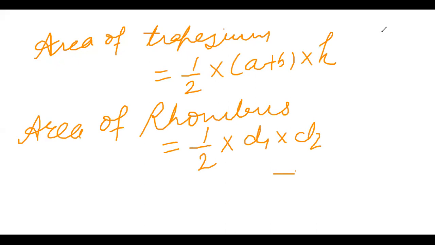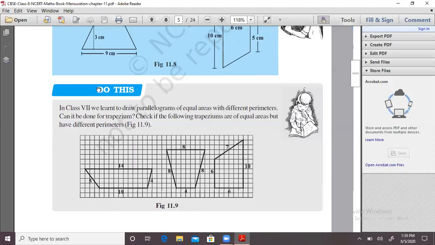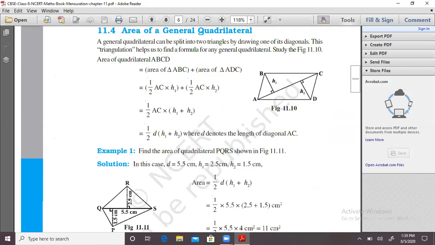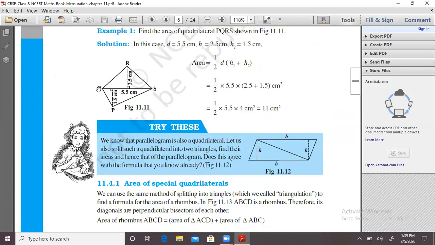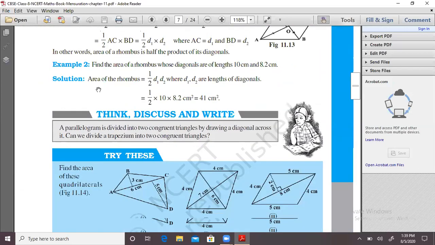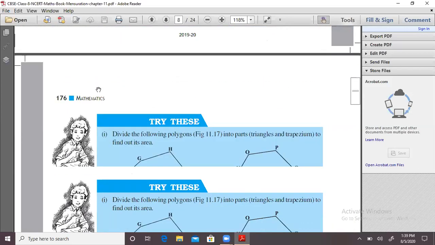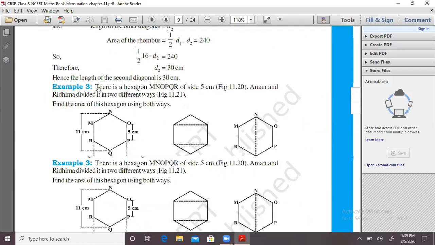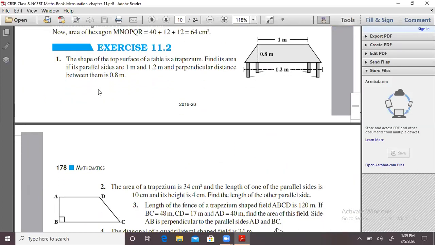Okay, then next exercise, let's start. The shape of top surface of a table is a trapezium. Let's see exercise 11.2. One more formula is left here. Let's do that first. See, one more is left.